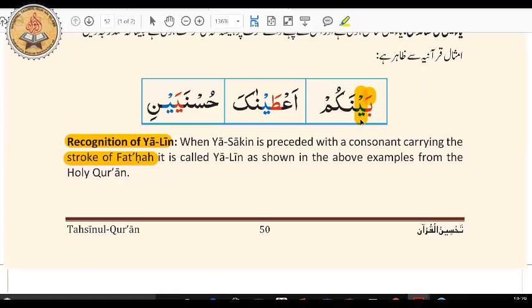So if you just say this first part for me, the highlighted part. Bay. Very good. Now try the whole thing for me. Bainakum. Yes. Also remember, what does the noon have on top of it? Fatah. Very good. And how long is a fatha? 1 second. So yours is becoming a little longer than 1 second. So do you want to have a go once more at that? Bainakum. Very good.